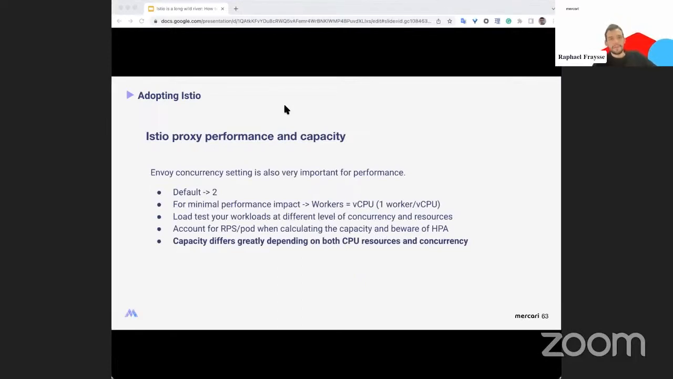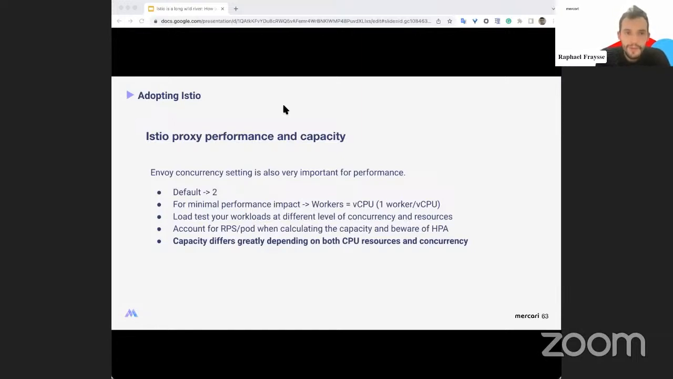So the final point about the performance is the Envoy concurrency setting. That is also very important. By default, Istio is configuring Envoy to have 2 workers. So one worker is basically 1 CPU. So if you have more than 1 CPU on an application, you will need more than 1 worker to properly use the whole CPU. And the best way is to have at least 1 worker per vCPU. So if you have even 1,500 millicores, you should have 2 workers instead of 1, because you will waste the remaining 500 by not being able to process the traffic.